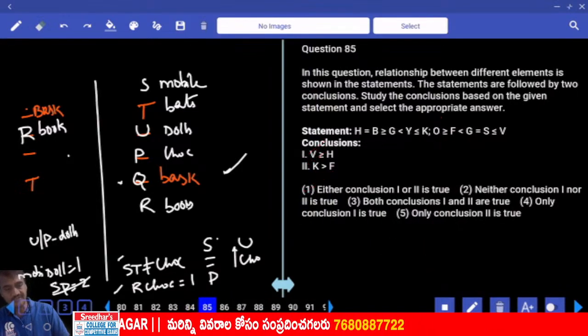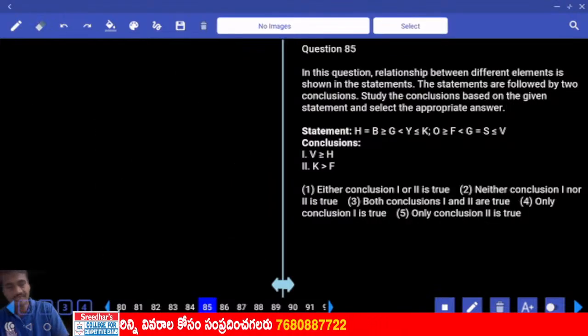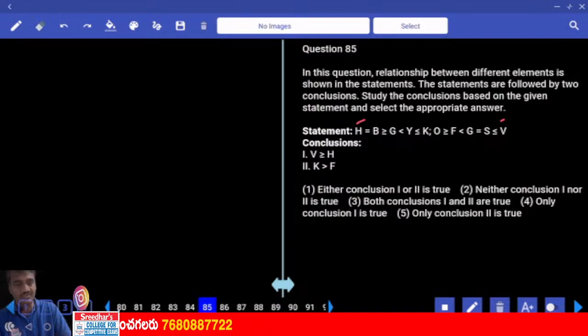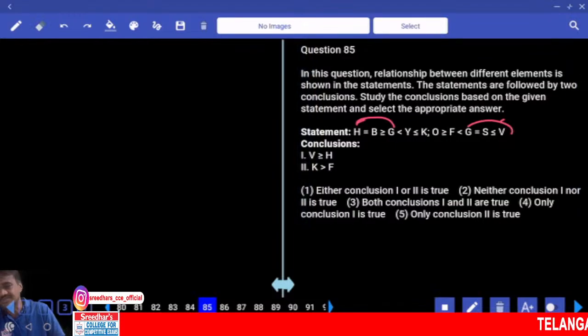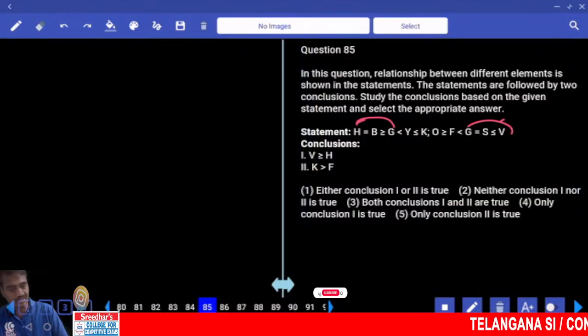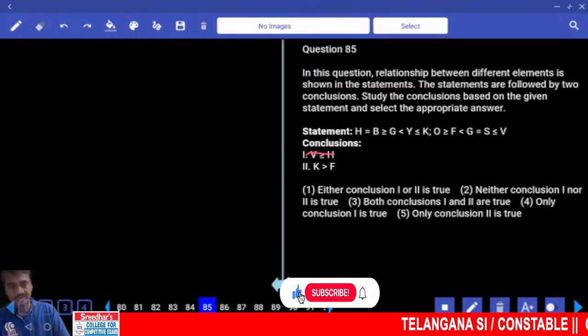Then coming to this 85. Now in this 85, V and H. Now H is here, V is here. Which element is common? G is common. H to G greater than or equals to. G to V lesser than or equals to. Opposite symbol, no relation. The next one, K and F.